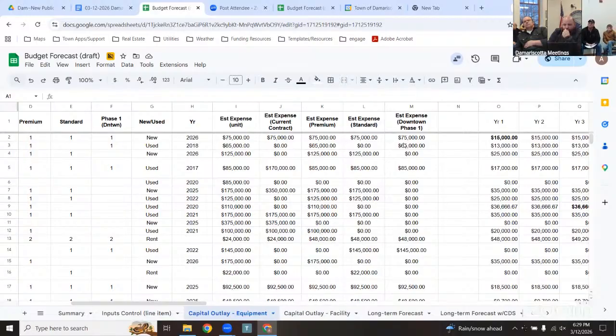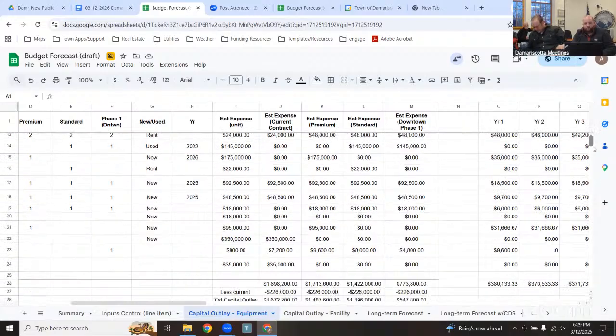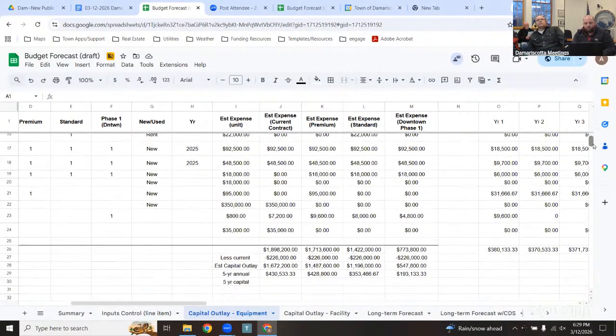And then, what piece of equipment do we need for standard? All of this is just a matter of multiplying the number of pieces of equipment times the estimated value, and whether or not the standard needs it. So this information scrolls all the way down to give you your sums for each of those concepts.